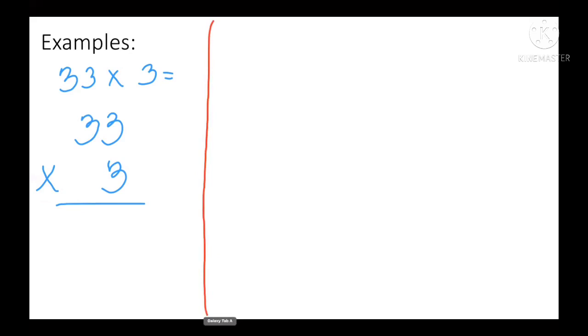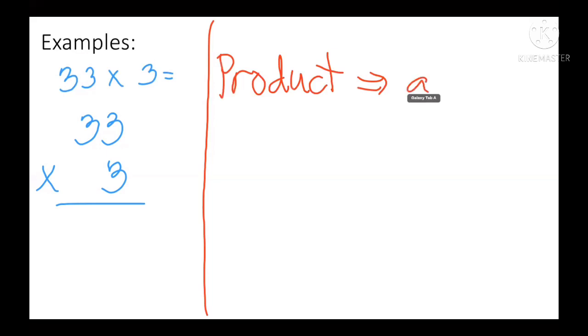I will give you first a quick review. What do you call the answer in a multiplication problem? The answer in a multiplication problem is product. Okay? Product. This is the answer. So if your teacher asks you, what is the product of 2 and 1? That means you will multiply. And the symbol for multiplication is x. Right? This is the symbol.